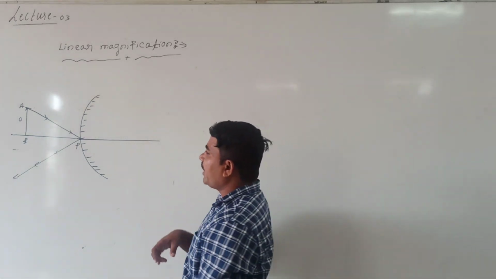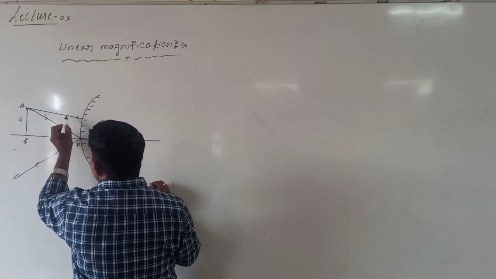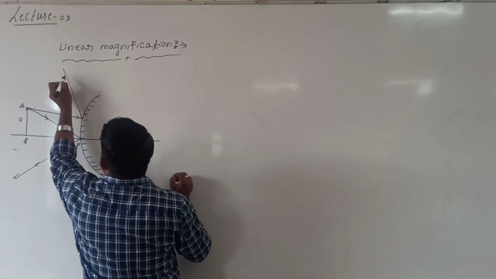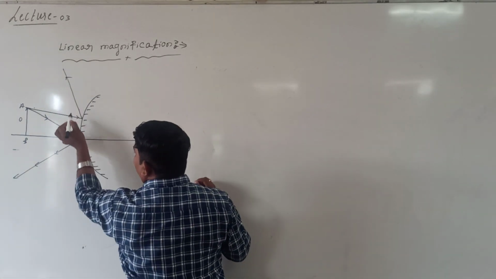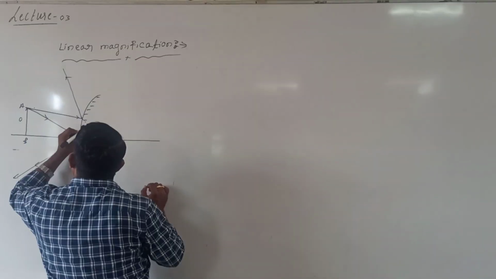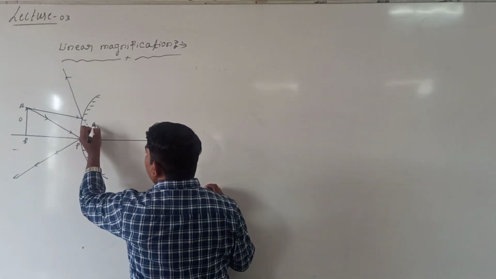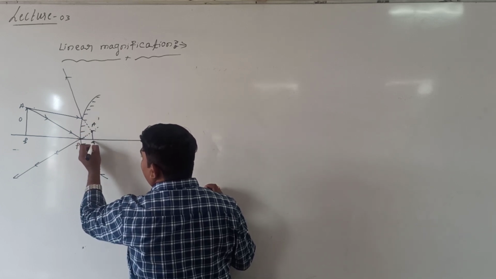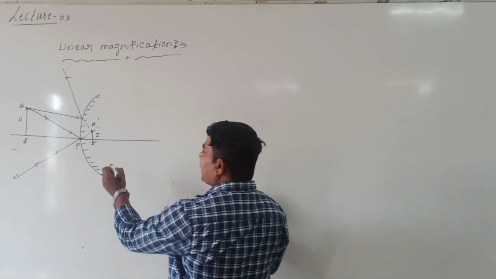One more ray of light: let us take one more ray incident at this point and it retraces its path. Or it can be taken like this also. After incidence, it gets reflected like this. This is one reflected ray, this is the second reflected ray. If I extend these reflected rays backward, they meet at some point, say A dash. Then if I join this, it represents A dash B dash, which is the size of the image.